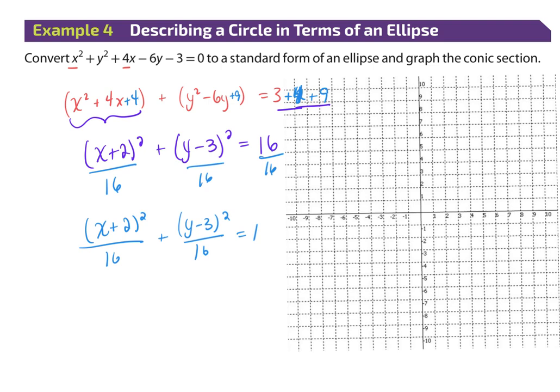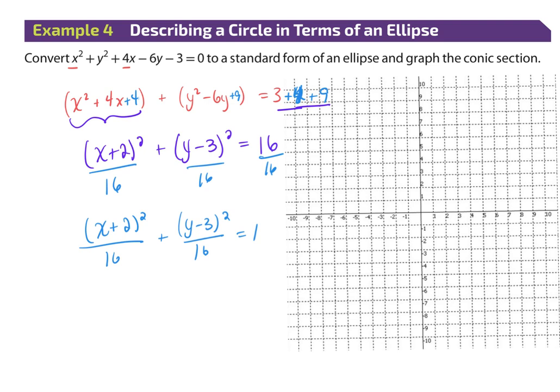So if I have a center at negative 2, 3, which is where this center is, my A length on my major axis is 4 away, 4 away. My B length on my minor axis is 4 away, 4 away. I have the same distance away from one center point. All of a sudden I have a circle.